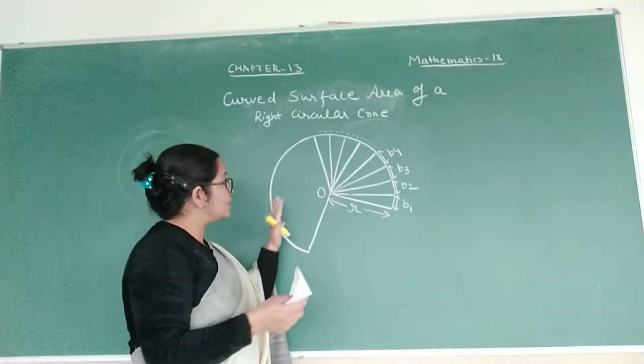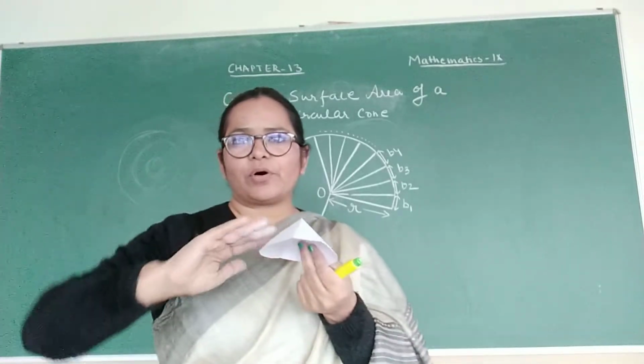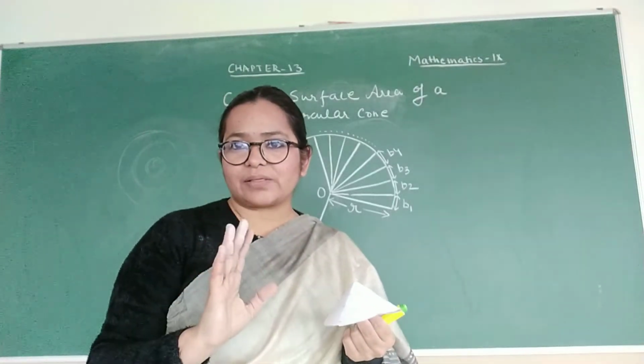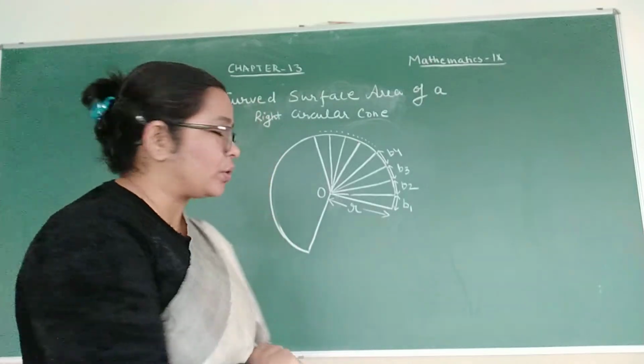Now if we open it and we talk about this sector, so there is a connection between this sector and the cone. The curved surface is made up of the sector. So it means the curved surface area of cone is same as the area of the sector of the circle. Now how to find out?